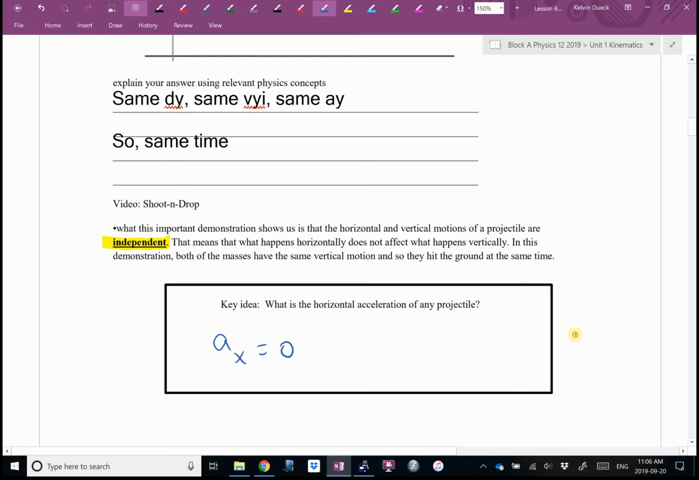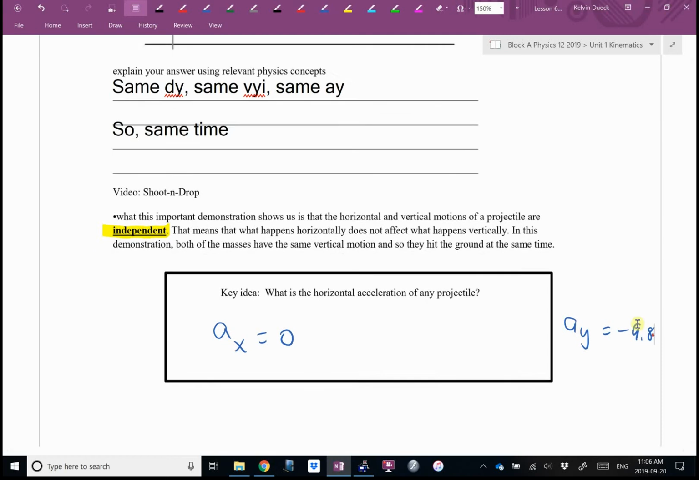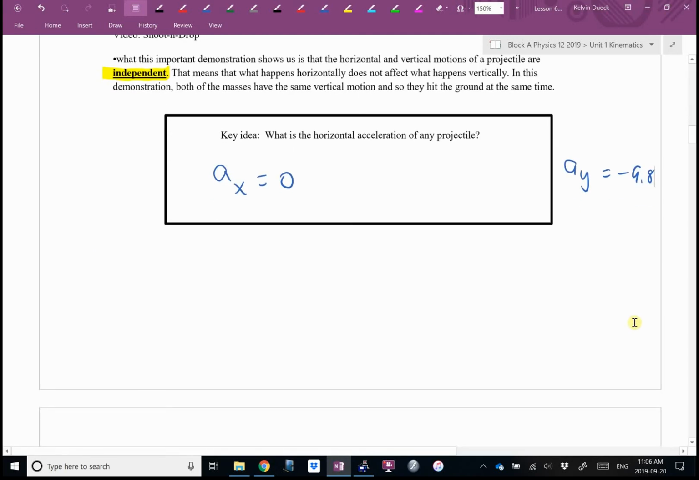Oh, what's AY? What's the vertical acceleration? You all know this from Physics 11 because I threw it at you a trillion times. Negative 9.8. I call these two concepts our physics no-brainers. What I mean by that is, if you give me a projectile question, I write those down without even thinking about it because those are always true. That gives me 2 values. It would be wonderful if I had a better way to show you this, and I will.